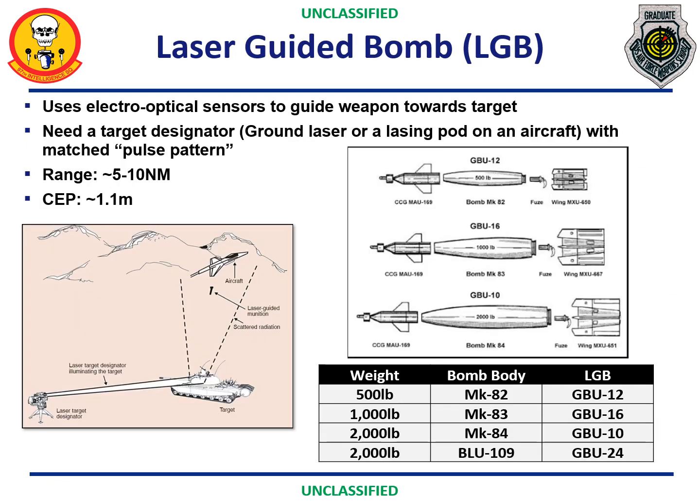The first precision-guided munition we're going to talk about is the laser-guided bomb, and it uses an EO sensor to guide the weapon towards the target. The big thing here is you're going to need a laser designator, whether that's a JTAC on the ground or some sort of laser on the ground, or a laser coming off a pod off an aircraft with a matched pulse pattern. Basically, is the encryption the same on the laser so that the weapon knows which laser to go to. As mentioned before, the bomb body, fusing, and explosive filler are going to be consistent amongst unguided weapons and PGMs. So that's no different here.